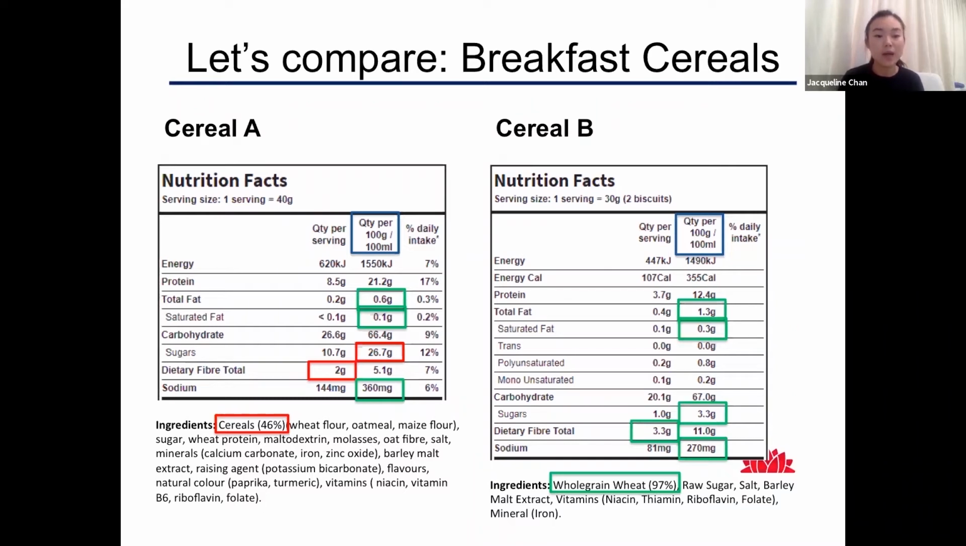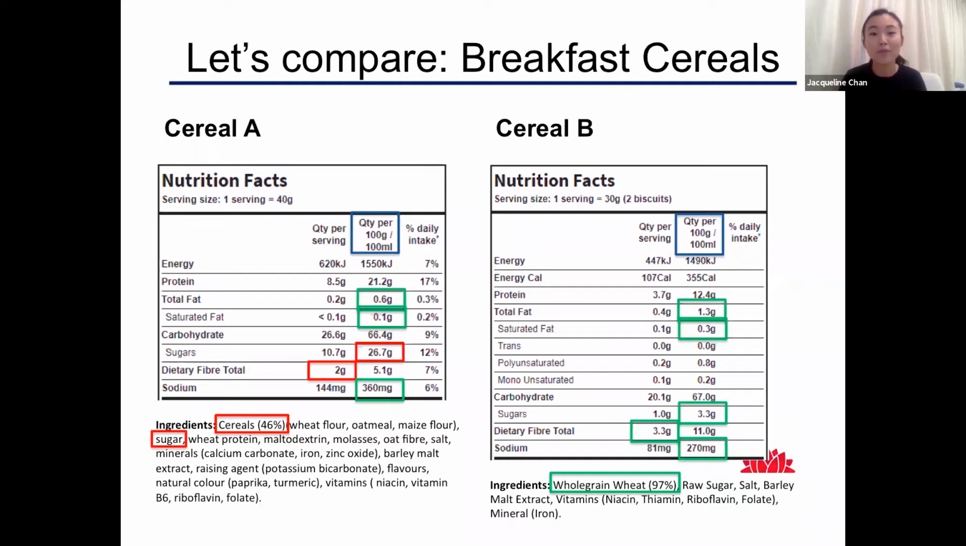We also want to have a look at sugars. If there's a high sugar content in the cereal, check the ingredients list, and if sugar is in the top 3, swap it for a better choice. We can see cereal A, sugar's actually the second ingredient.